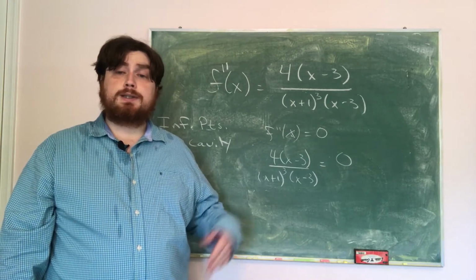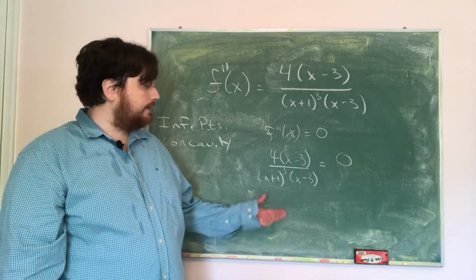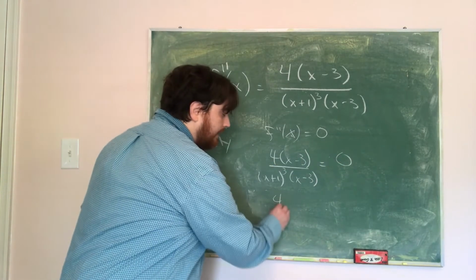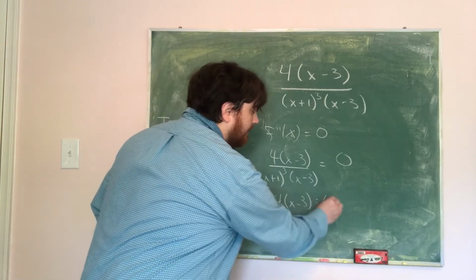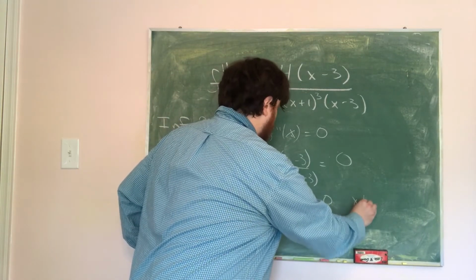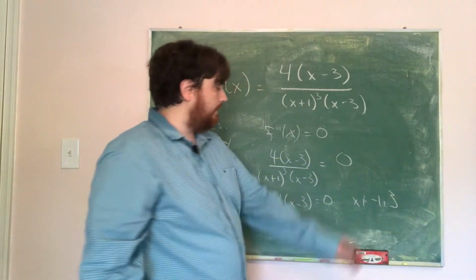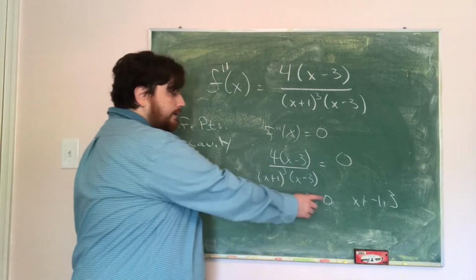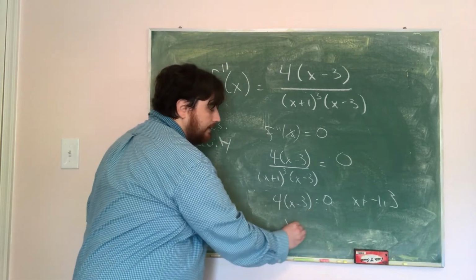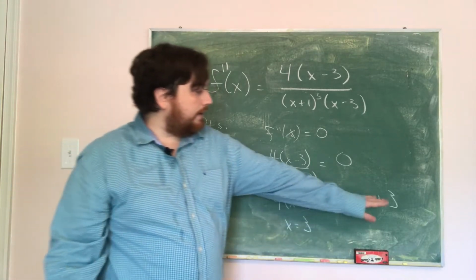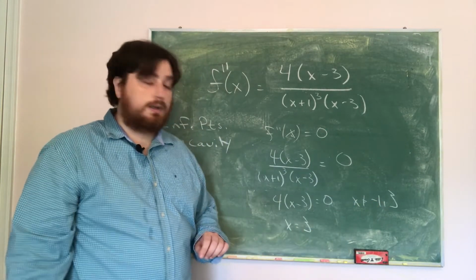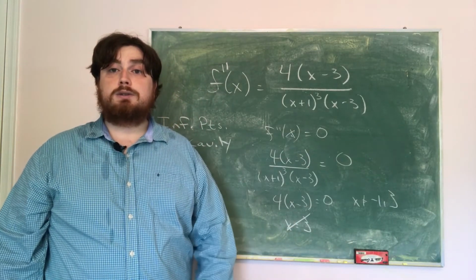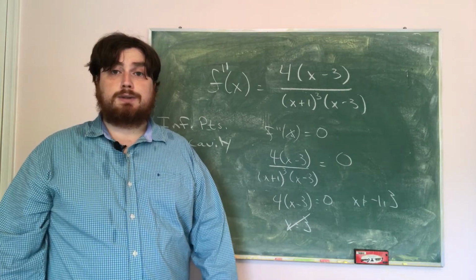So now if I try to find where my second derivative is 0, I'm going to follow the same process. I can multiply by the bottom as long as the bottom is not 0. So I'm going to get 4 times x minus 3 is 0, as long as x is not equal to negative 1 or 3, because that was where the bottom was 0. In this case, we find that 4 is never 0, but x minus 3 is 0 and x equals 3. Again, though, we said that x can't be 3 because our second derivative is undefined. Therefore, my second derivative is never 0, just like my first derivative was never 0.